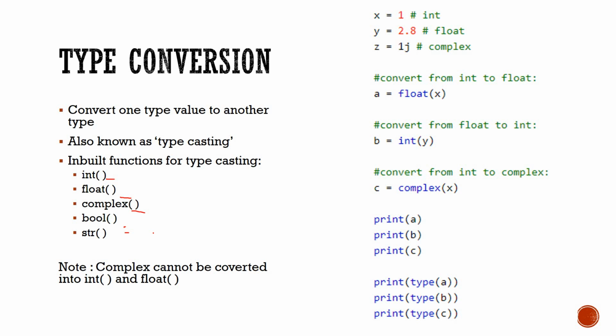Now I show you an example over here. It is also known as explicit type conversion. Here I am taking a variable x is equal to 1, y is equal to 2.8 and z is equal to 1j. That is the imaginary or the complex value. Here I am converting int to float. I am having a is equal to float x. That means the integer is converted to float. Similarly, float is converted to int by using int, and int is converted to complex by using complex.